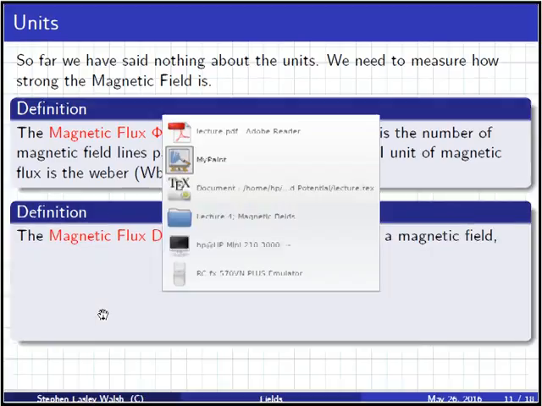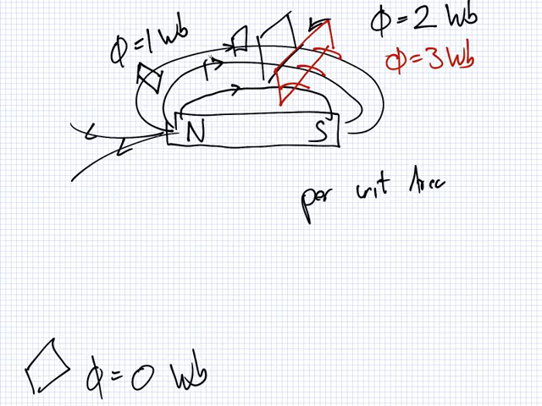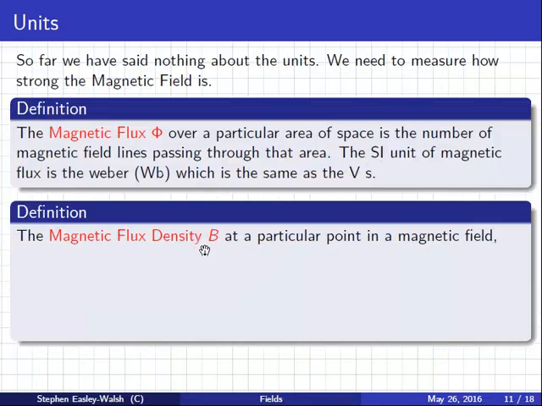Now, you realise that maybe instead of using magnetic flux, we should look at the magnetic flux per unit area. So for example, rather than using different areas, maybe we should look at it for the same amount of area. This gives us the idea of something called magnetic flux density, which is the magnetic flux per unit area. So as a formula, what would the formula be for magnetic flux density?